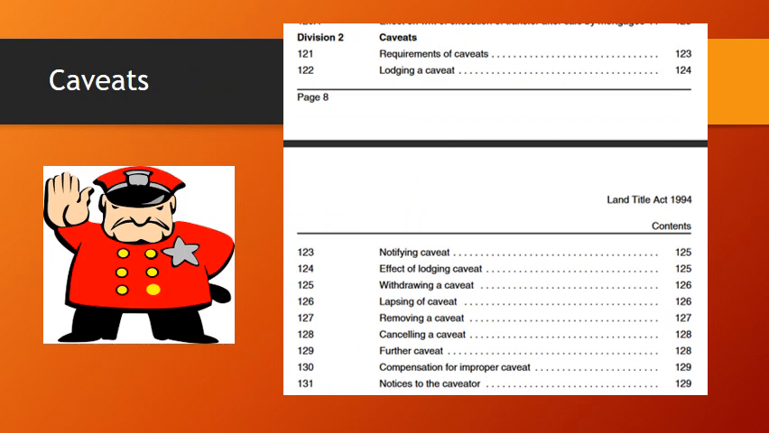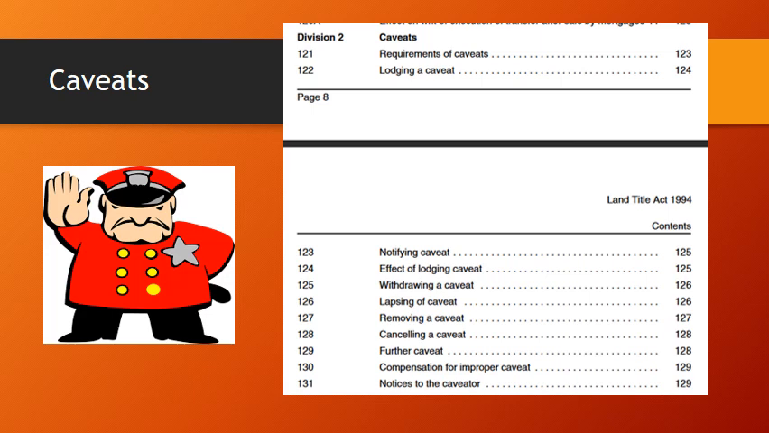Let's talk quickly about caveats. So caveats, obviously comes from that Latin word meaning beware or stop. You've heard of caveat emptor, buyer beware. So talking about a similar type of concept, right? So it's really a provision that notifies everybody under the Land Title Act system that there is some interest that needs to be determined. For example, a dispute that needs to be determined prior to anything else happening, prior to any other dealing happening with that lot.